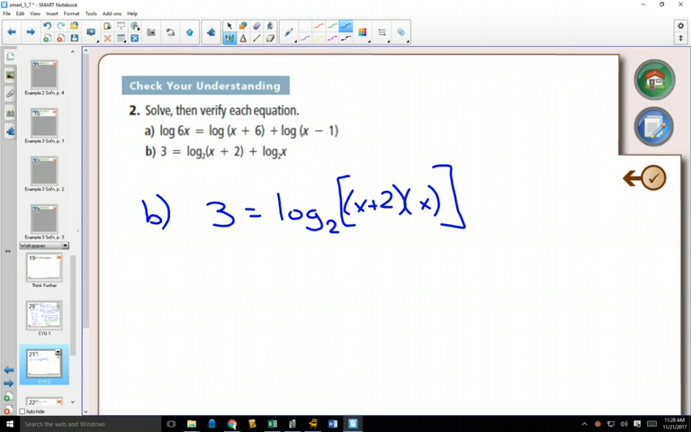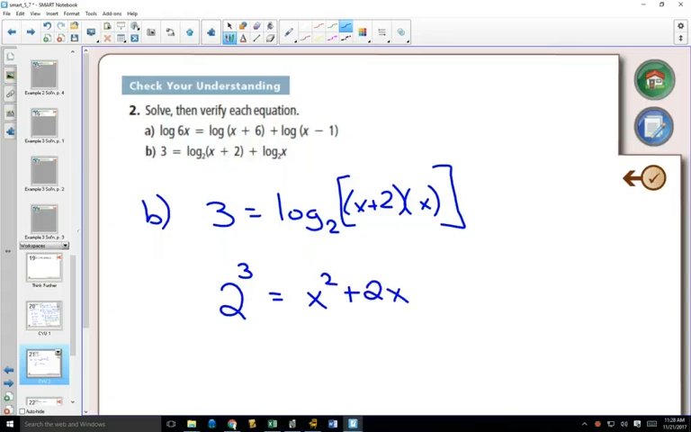And for whatever reason, this next step is the step that everybody forgets. Why did we get it as a single logarithm? So we could use our definition and change it to exponential form. So it's a single logarithm. What's the base? The base is 2. What's the exponent? The exponent is 3. What's the answer?